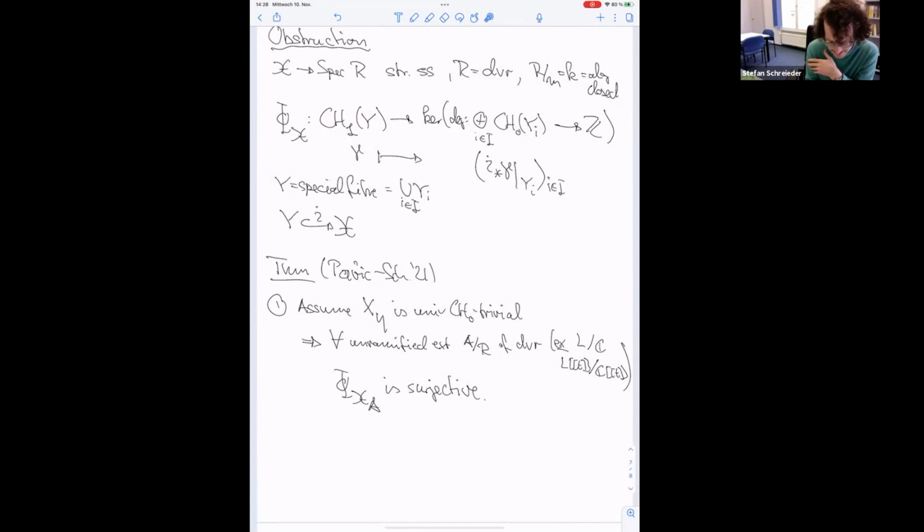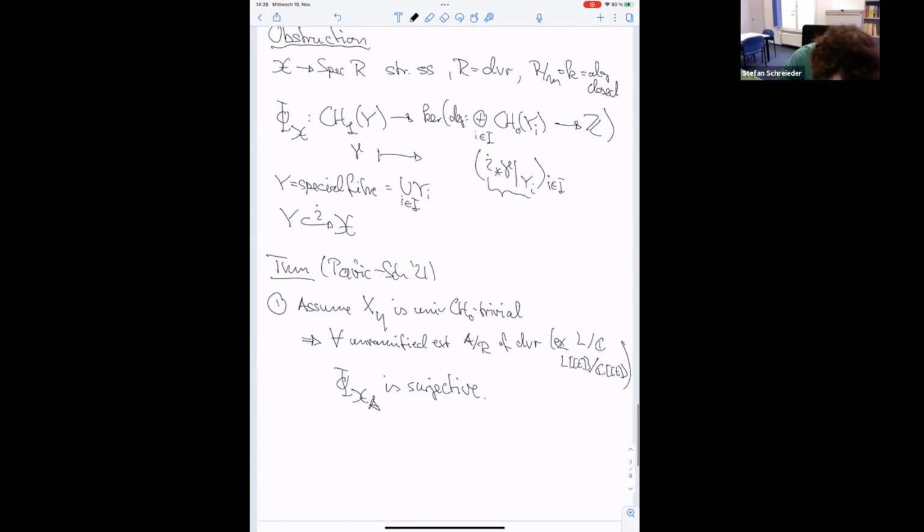And the point is that this map, the way I wrote it down, it depends on the total space. But the point is that it in fact does not depend on the total space. It only depends on the special fiber. So this is really an abstraction where you only have to look at the special fiber and how the components intersect. And why is this? So this thing is easy to understand.